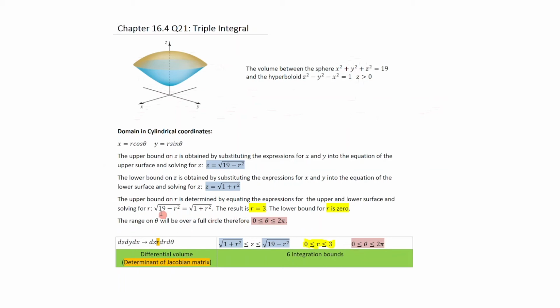If we do that, it means we're equating 19 minus r squared with 1 plus r squared, and the result is going to be r equals 3. The lower bound for r is 0, and so now we have bounds for r and bounds for z. Lastly, theta is going to be full circle, so theta goes from 0 to 2 pi. Putting it all together, we have to compute the determinant of the Jacobian matrix, which again will be r. This is classically the same value for cylindrical coordinates. Here are the bounds on z, bounds on r, bounds on theta. We can now set up the integral.